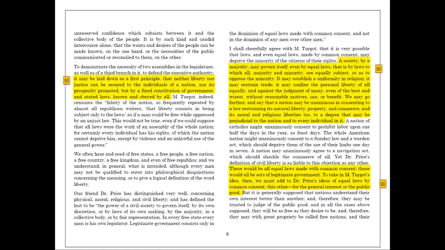So notice that we have 2 separate things here. On the one hand, we have liberty, justice, and prosperity, and then on the other, we have a fixed constitution and stated laws known and obeyed by all. They are not the same thing. That is to say, just because you have a fixed constitution and stated laws does not mean that you have liberty and justice, right? It's a necessary precondition.